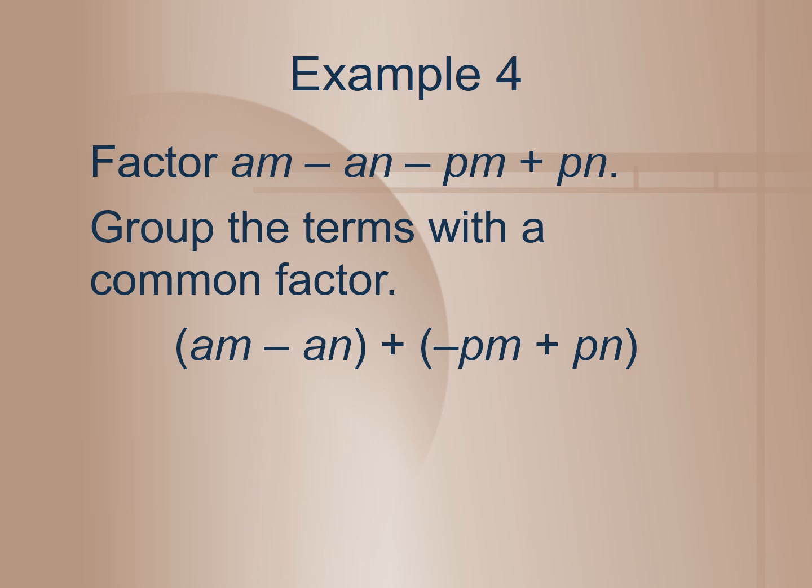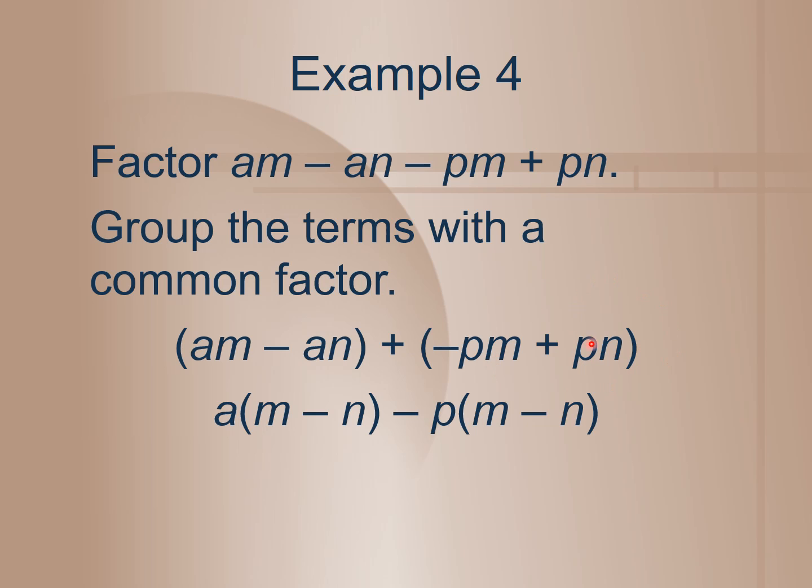So from here, we can factor out an a from this grouping, and we can factor out a p from this grouping. I suggest that you go ahead and factor out a negative p, because we really don't like a negative to be in the front of our factor. So when I factor out the a, I'm left with m minus n. When I factor out the negative p, I'm left with m minus n, because negative p times m is negative pm, and negative p times negative n will get me back to that plus pn.